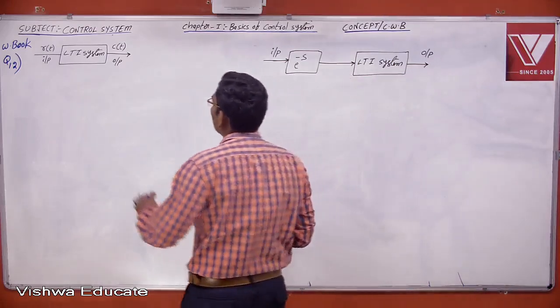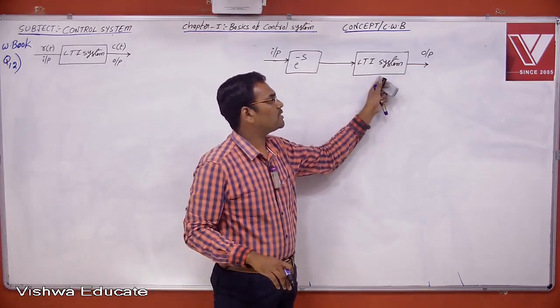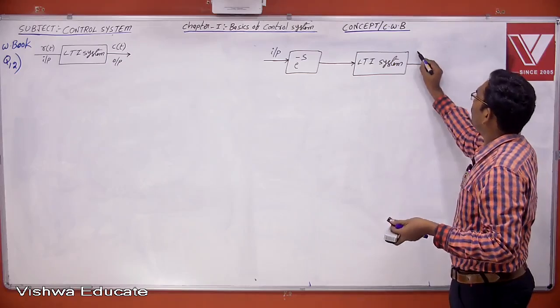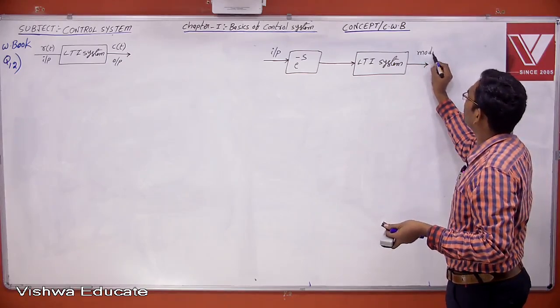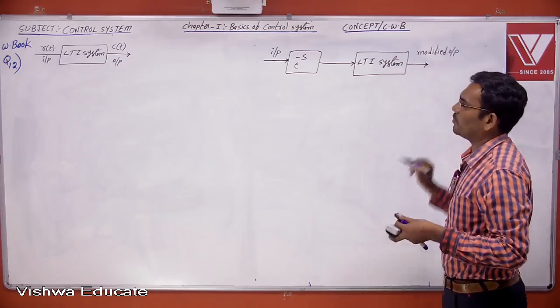Yes, definitely, the input is passing through a block and then it is applied to an LTI system. Now definitely there are some changes in the output. That's why he is asking what should be the modified output. Yes, this is the modified output.